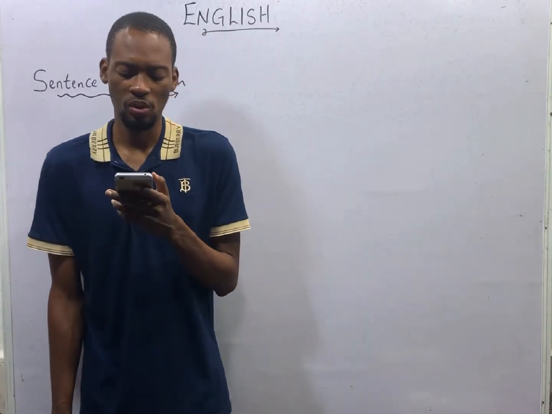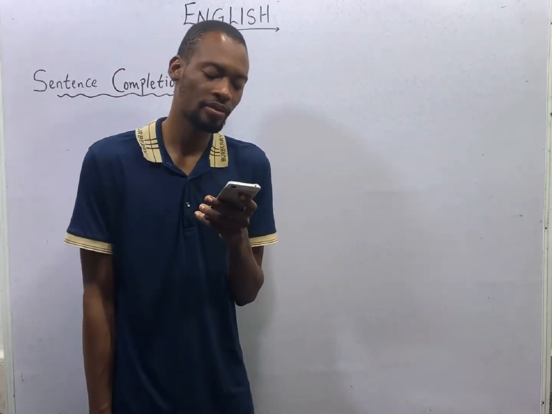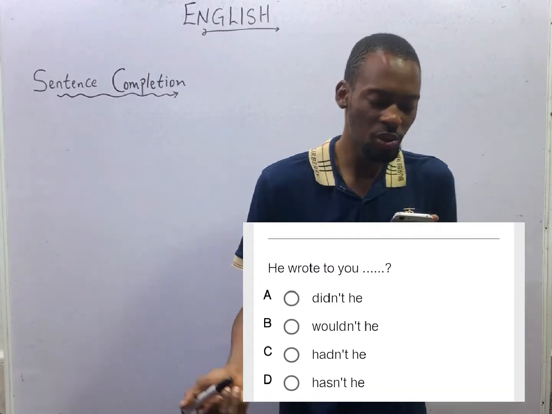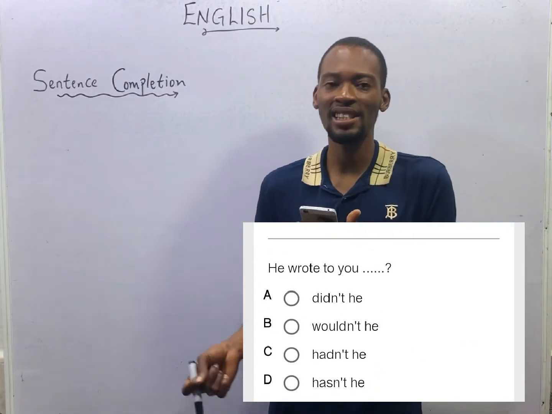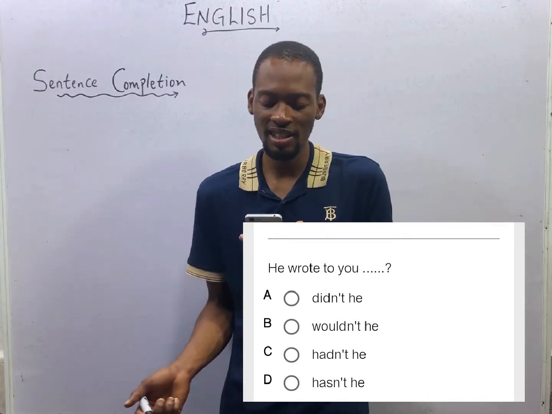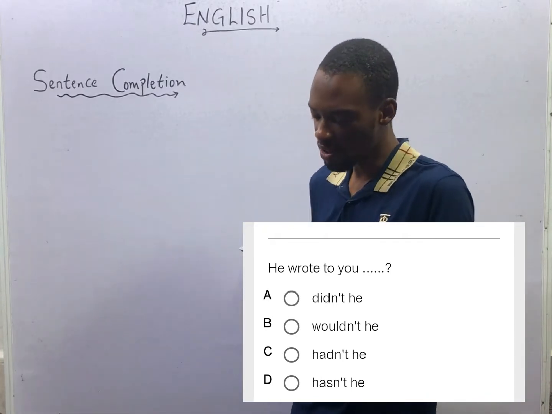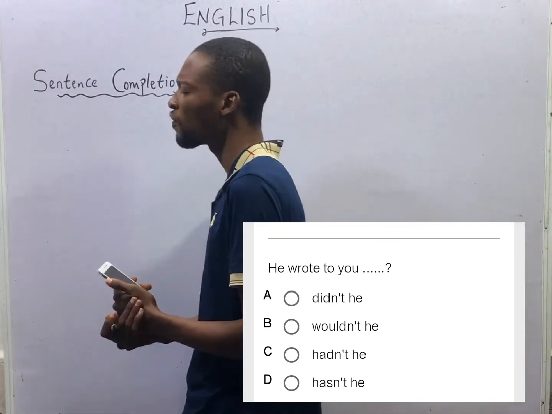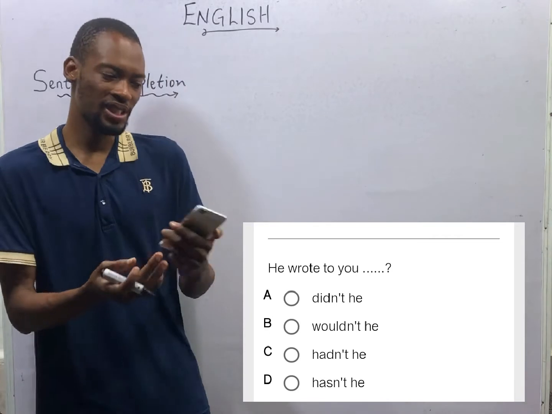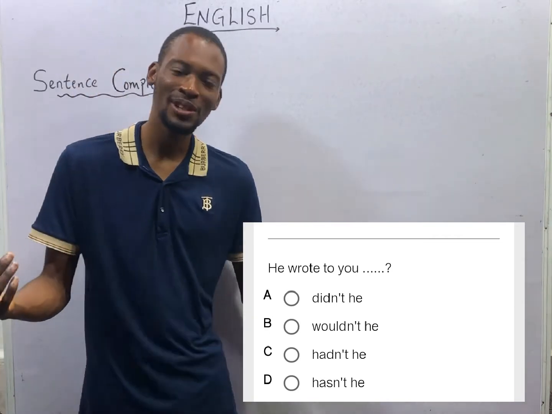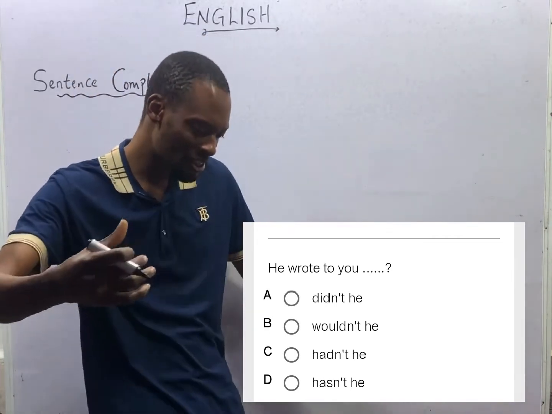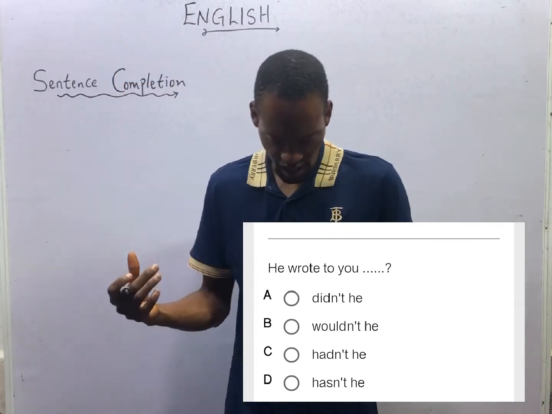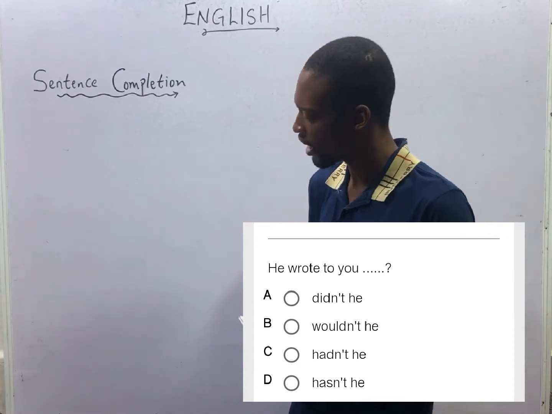He wrote to you, dash. A. Didn't he? B. Wouldn't he? C. Hadn't he? And D. Hasn't he? This is under question tag. And the rule of question tag is if the statement is positive, the question tag should be negative. If the statement is negative, the question tag should be positive. That is the rule of question tag.